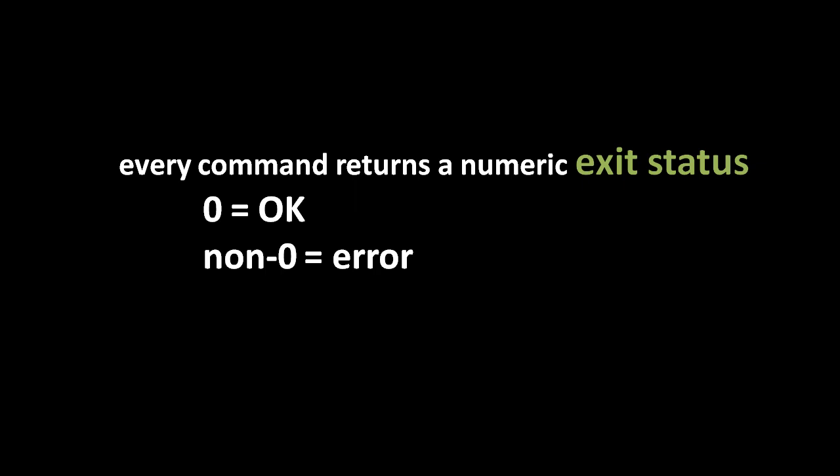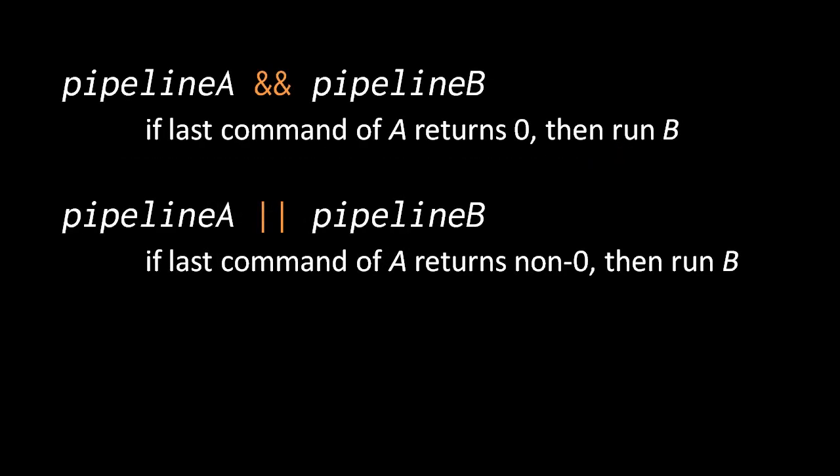So the question now is, for me, the user of the shell, what can I do with these exit statuses? Well, one thing we might do is connect two pipelines with a pair of ampersands or a pair of pipe symbols. With the pair of ampersands, the shell will first run pipeline A, and then if the last command of A returns the exit status 0, then the shell will run pipeline B. Otherwise, if the last command of pipeline A returns something other than 0, then the shell will not run pipeline B. It will get skipped over. So the execution of pipeline B here effectively becomes conditional upon the successful execution of pipeline A.